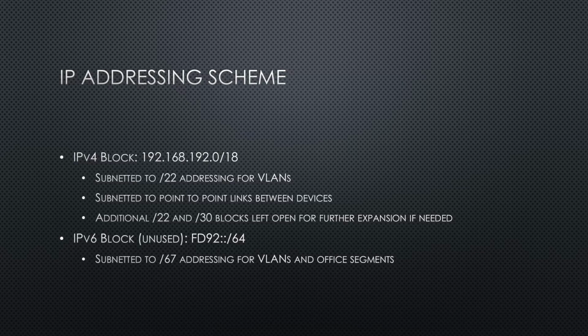We were also assigned an IPv6 address block of FD92 with a /64 subnet. We then subnetted this further into a /67 address block for VLANs and office segments. We never implemented IPv6 on our network, so this address pool is left unused and unassigned, but we did write it down in our network documentation.